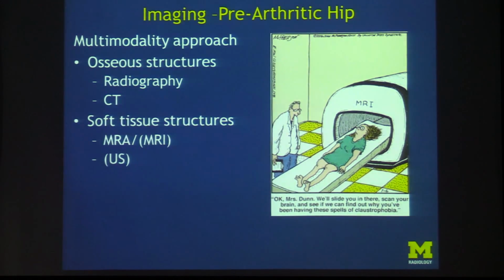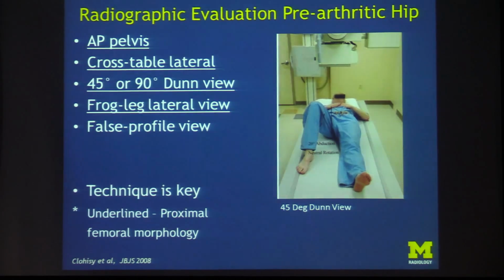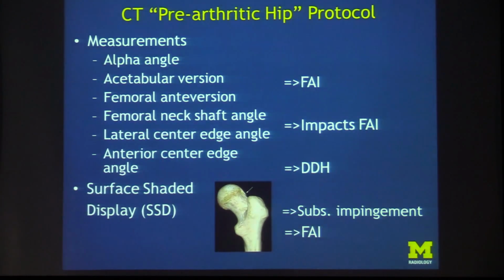And so when we image the pre-arthritic hip, the young hip, we use a multimodality approach because we have to evaluate both the bone, the osseous structures, but also the surrounding soft tissues. And our protocol includes radiographs, of course, pelvis, and dedicated hip films such as modified Dunn view, cross-table lateral, to look at the osseous morphology in addition to the fractures and so on. We also use a CT. In addition to the conventional sequences, we'll use a 3D shaded display to better show the morphology, and also a series of measurements, as you can see here.